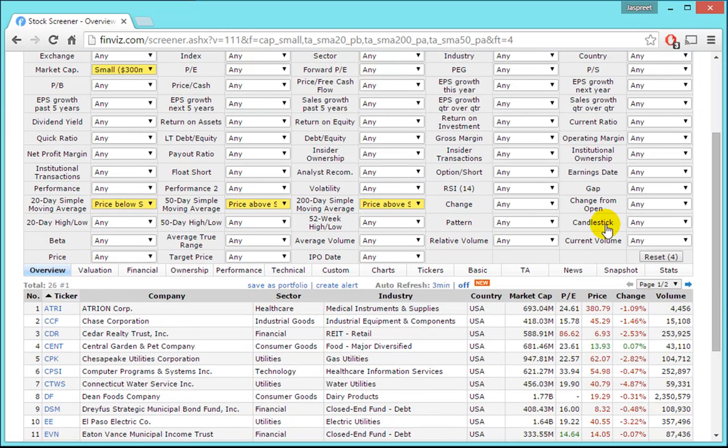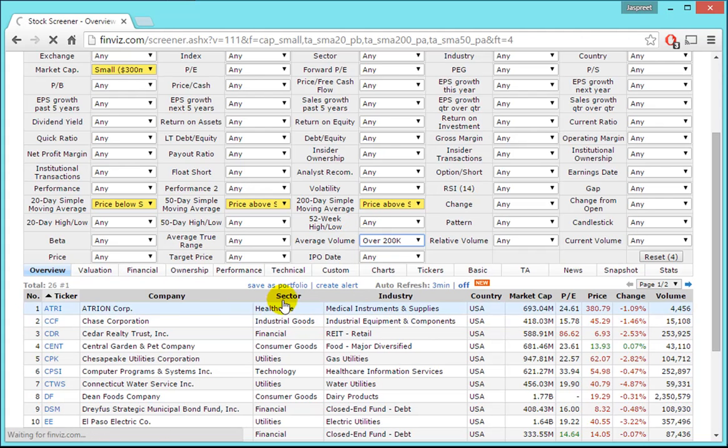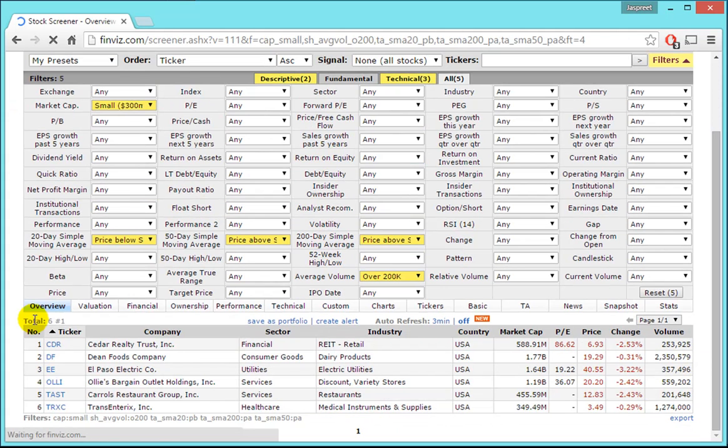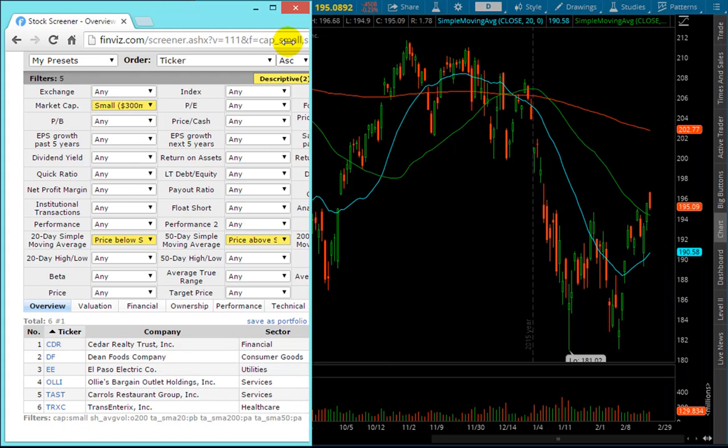What else can you put? You can pick candlestick, and I do like the volume. Since we are trading a small cap, usually I like over 500k. Let's just do over 200k daily volume, right? Average volume, which is the daily volume. That's it. So now you have 6 stocks. Okay, you have 6 stocks. Now let's go back.